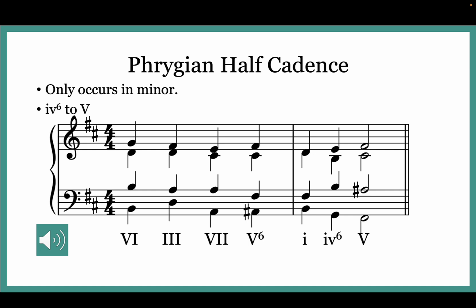It's a really cool sound, but again, doesn't happen all that much. So we have that very open feeling, and it's approached from a minor 4/6. So that's the Phrygian half cadence. And those are all of our cadence types. Let me know if you have any questions.